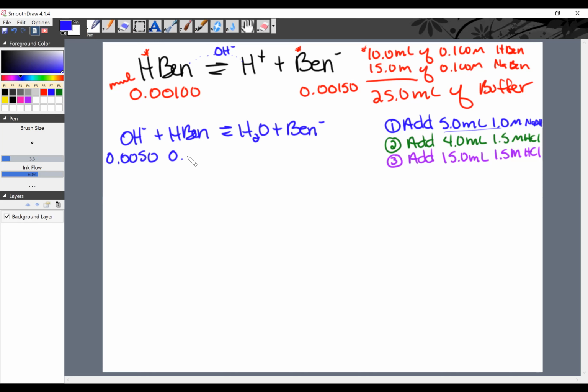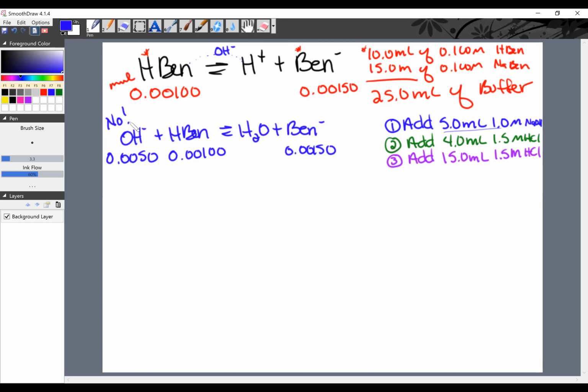Well, how much benzoic acid did you start with? I only started with 0.00100, and I started with 0.00150 of my benzoate. Do I have enough of my benzoic acid to react all of that hydroxide? And in this case, the answer is no. So I'm not going to use up all of the hydroxide. I'm going to use up all of the benzoic acid.